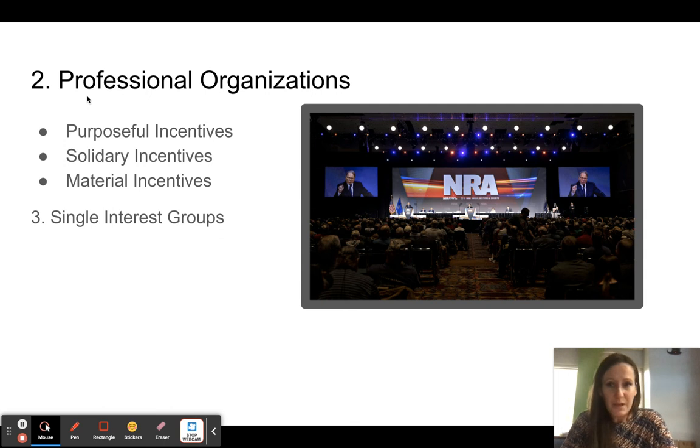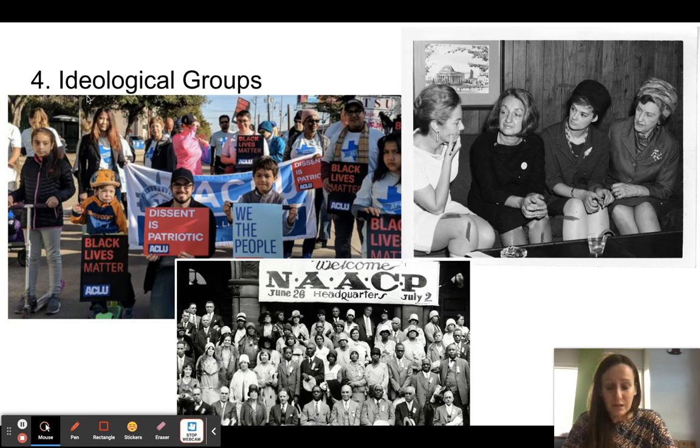Then we have single interest groups, a group that really just focuses on one thing, such as the NRA, which focuses on the Second Amendment. The AARP cares about senior citizens, so things like that. Lastly, we have ideological groups. They narrow in on an area of concern that they appeal to ideologically, socially.